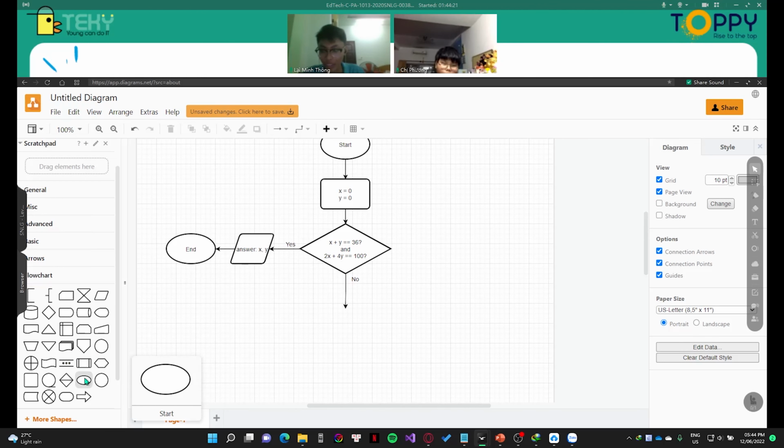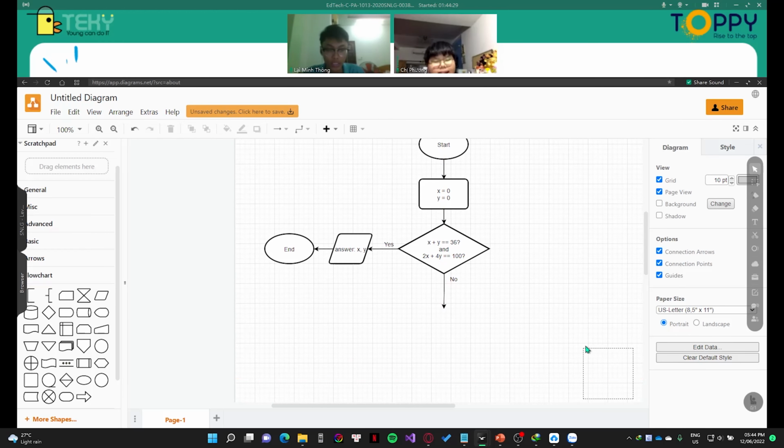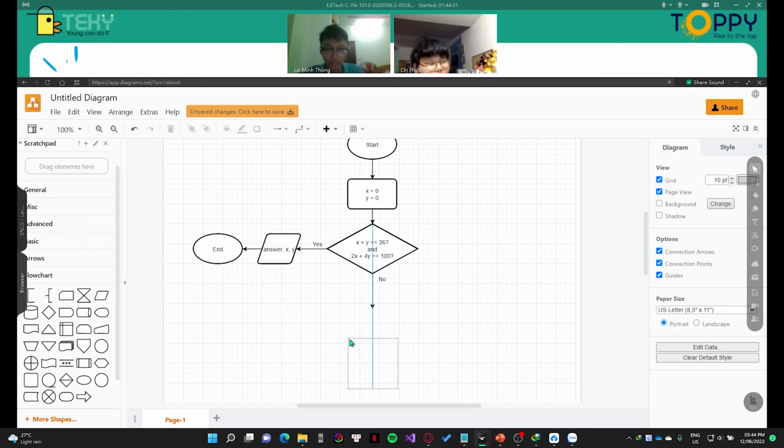Okay. What happened is we want to increase the number of x and y. Wait, but before, we need to increase it again. Then if no, then increase it again. If no, then go back to the start. Yeah, but we need to check only if true.